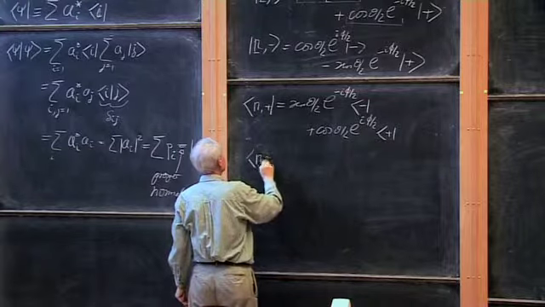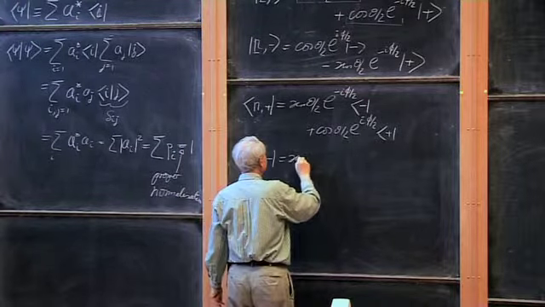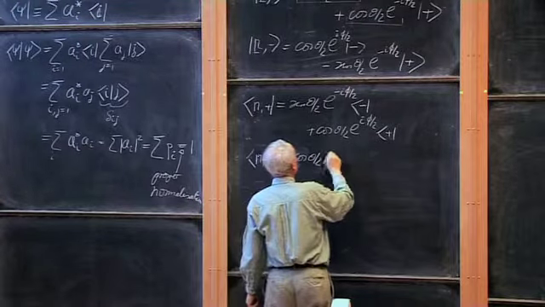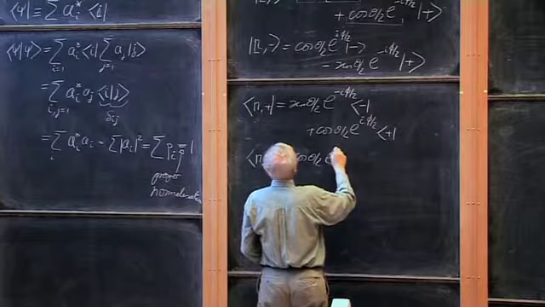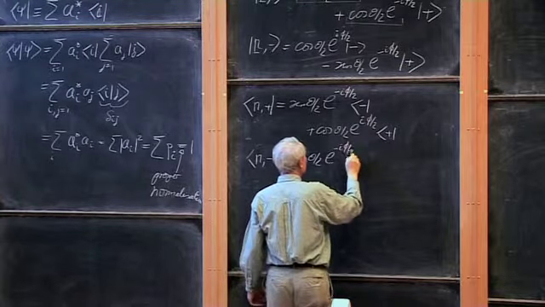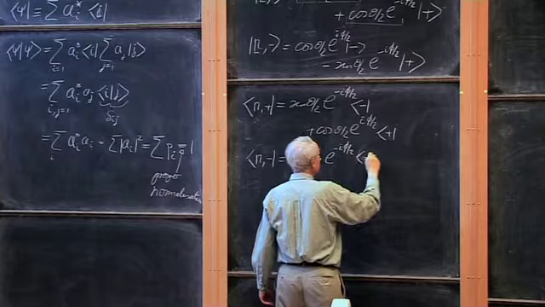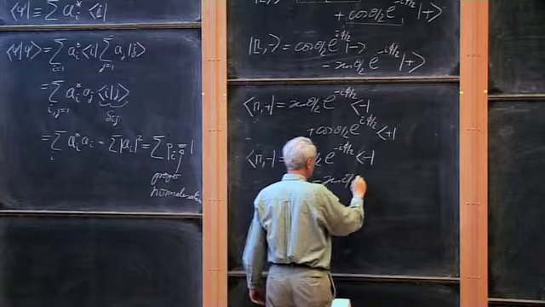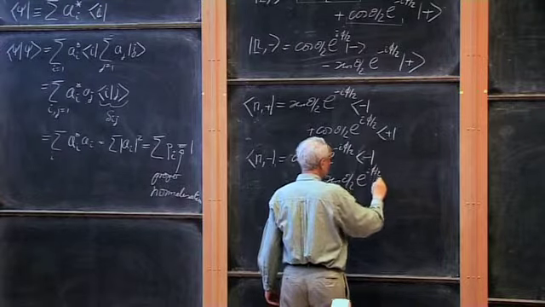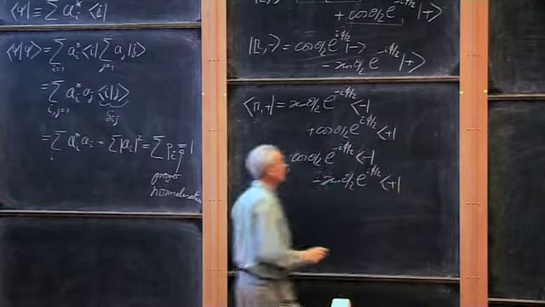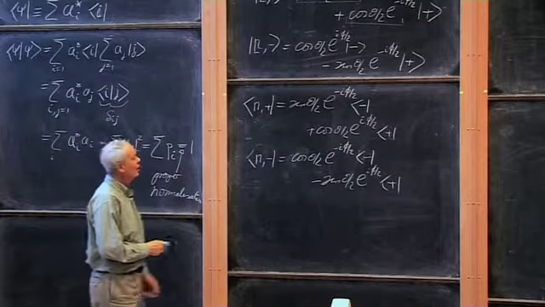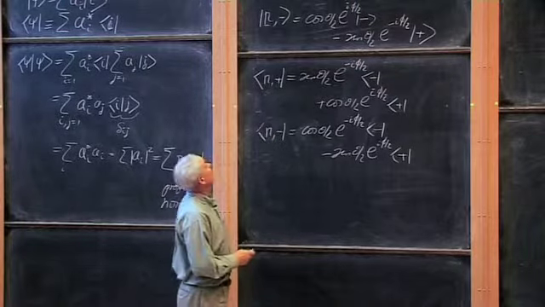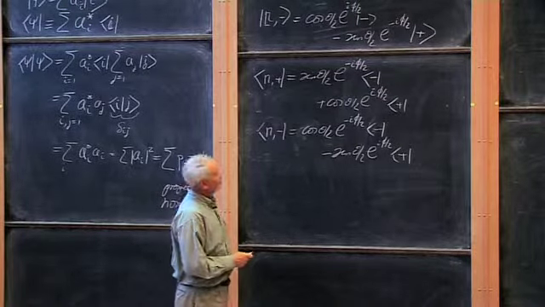Now I want the bra that belongs to the other thing. Cos theta on 2, e to the minus I phi over 2. So there's a bit of practice in calculating the adjoint that belongs to a vector, a ket. Now what do we want to do?